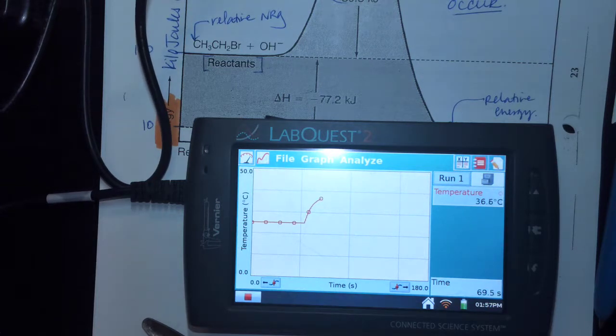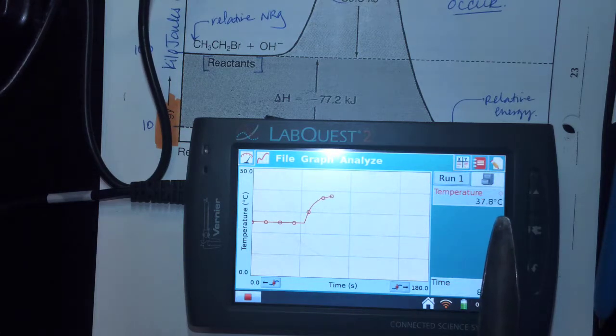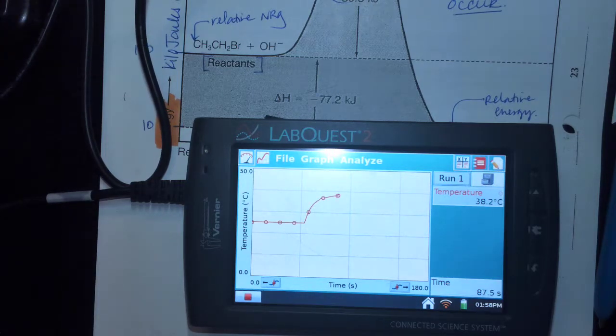Smoking, bubbling. And we watch the temperature data collection. We're currently at 37.7 degrees Celsius, 37.8, 37.9. Feeling quite warm. All right.